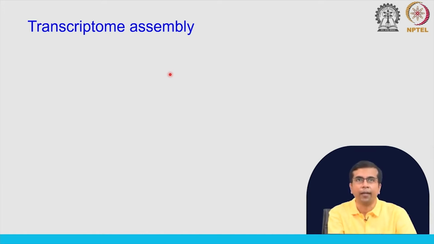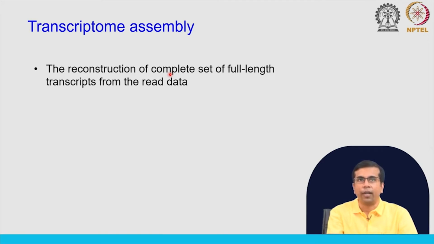What do we understand by assembly? Assembly means the reconstruction of the complete set of full length transcripts from the read data. We have mapped the reads against the reference sequence, but these are fragments. You remember the steps: we have RNA isolated, cDNA synthesis, and fragmentation. So, the reads come from fragments of transcripts, and we want to assemble the full length transcript from the fragments. This is what the assembly process does.